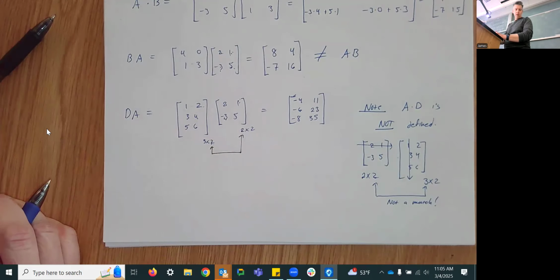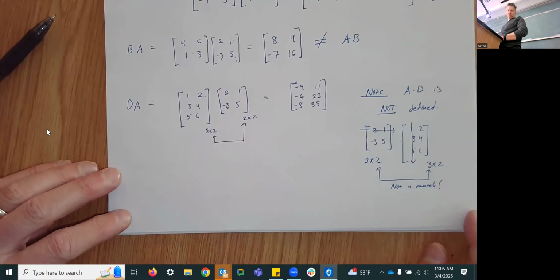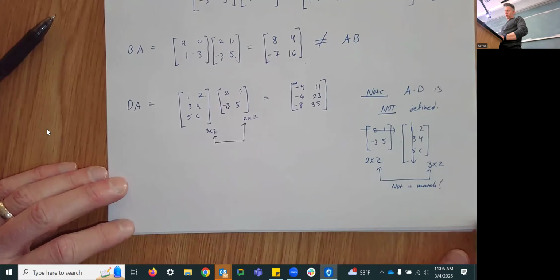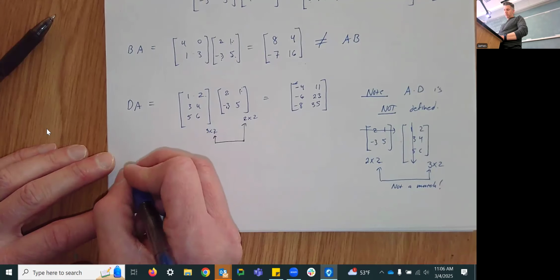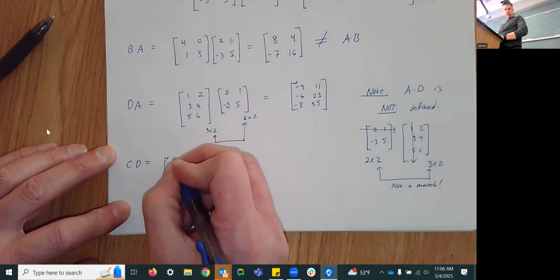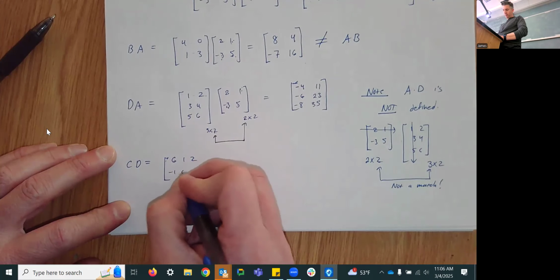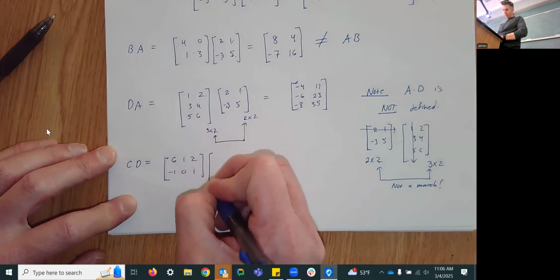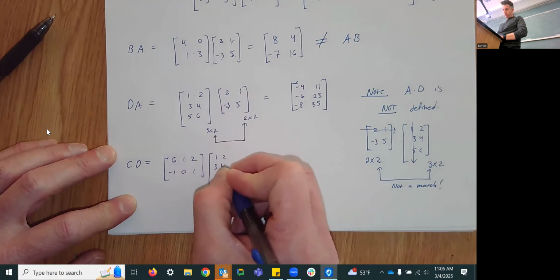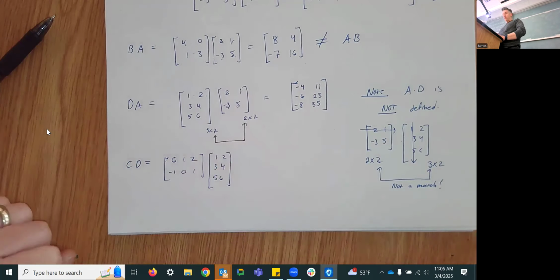Okay. It's good to practice this. So you all should try calculating, let's do C times D, which is going to be the matrix C, which I'll write out for you: 6, 1, 2, negative 1, 0, 1, multiplied by 1, 2, 3, 4, 5, 6. Everybody calculate this. Oh, actually, I'll say one more thing before I actually calculate this.